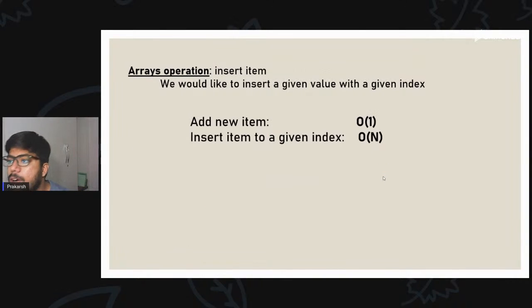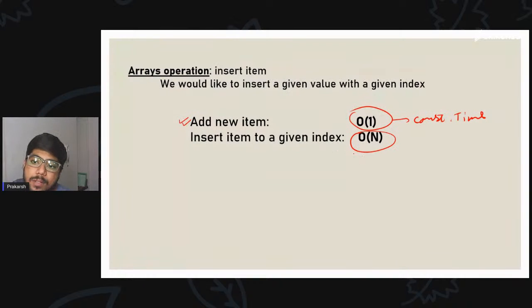Okay, moving on to the next part. So, you have to always remember this. Adding a new item is going to have O(1) constant time. And when you have to add something which is not specific, like adding it to a given index, but you don't know how many movements there are going to be, it's going to be O(n).